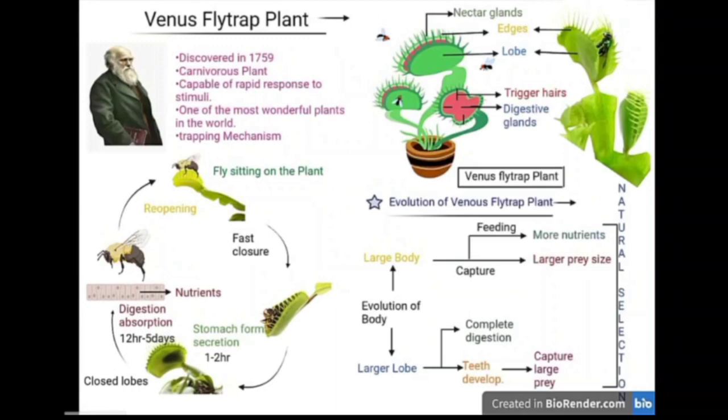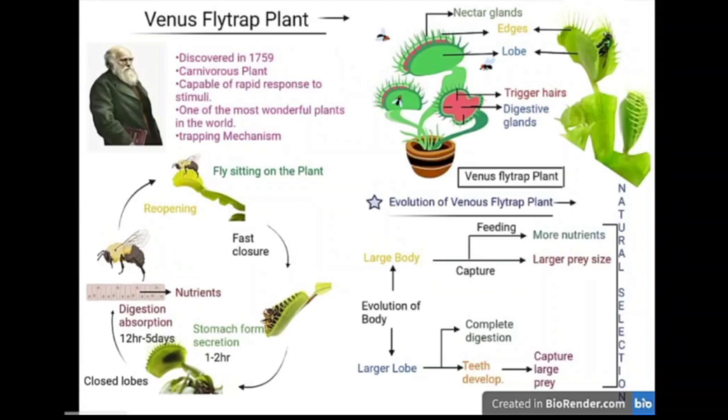Due to its more complete digestion, the trap teeth and trigger hairs also develop, which evolutionists claim is an example of natural selection hijacking pre-existing structures for new functions. Here teeth and trigger hairs are developed, which is a characteristic of the process of natural selection, and different types of new structures are developed to carry out different types of new functions.